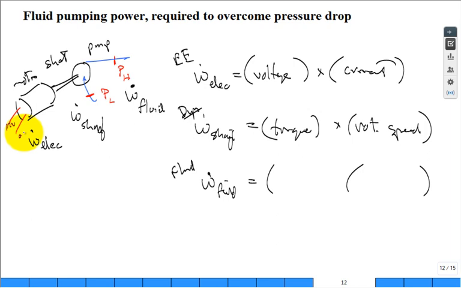Here, it's a pressure difference. It's the delta P gain. It's the gain in pressure times something. What is it times? Flow rate, the flow rate through, just like the current flow rate. So it's a volumetric flow rate. So I encourage you to go back and review your fluid mechanics on that.